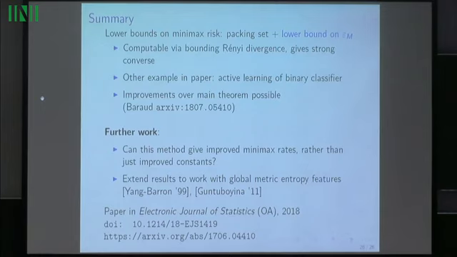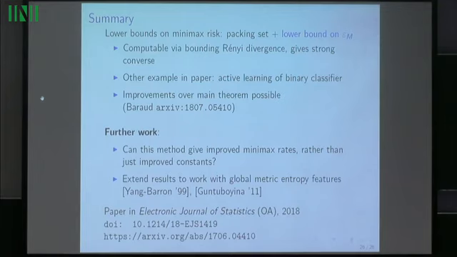In the future, it will be much more interesting to see if, instead of just improving constants, we can get improved minimax rates as well. So for problems in which Fano is either difficult to compute or doesn't give you the optimal rate, can this Renyi divergence type argument give you an improved rate?